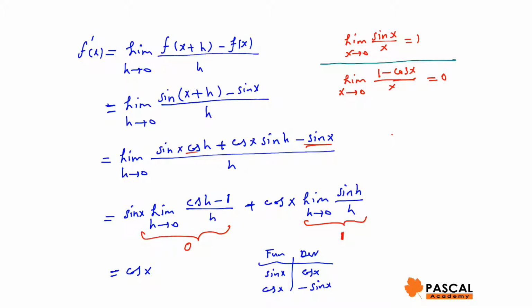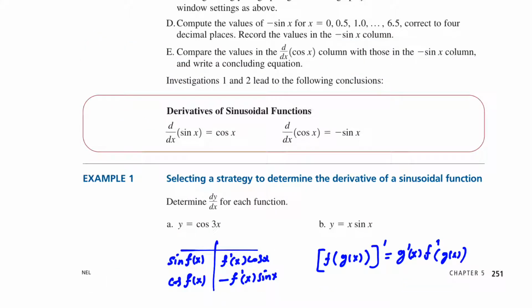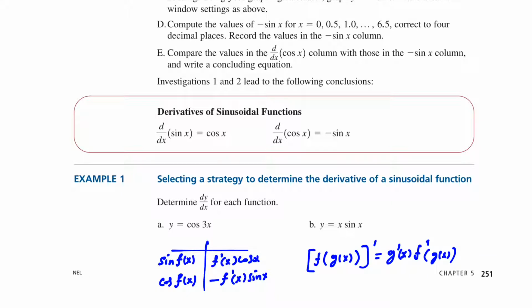Therefore, our derivative would be sine of x times 0 plus cosine of x times 1, which is cosine of x. This means the derivative of sine of x is cosine of x. We can prove the derivative of cosine of x is negative sine of x. If we apply the chain rule, the derivative of f of g of x is g prime of x f prime of g of x, then the derivative of sine of f of x is f prime of x cosine of x, and the derivative of cosine of f of x is minus f prime of x sine of x.